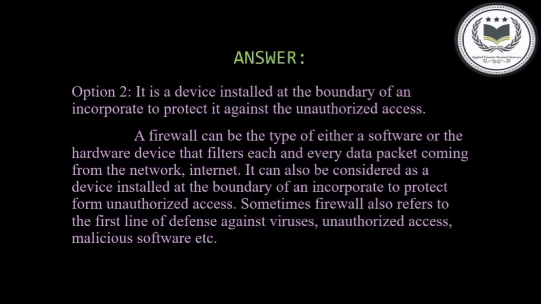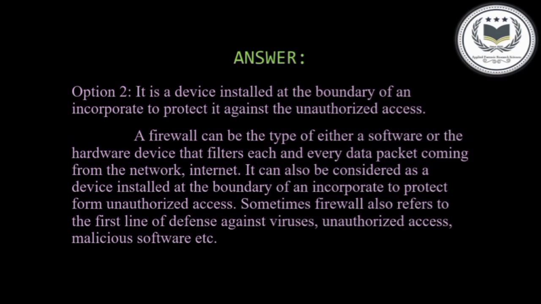And the correct answer is statement number 2, that it is a device installed at the boundary of a corporate to protect it against unauthorized access. Because a firewall is a type of either software or hardware which can be fitted at the boundaries of a corporate to filter the data, each and every packet coming from a network or internet. It is considered a device installed at the boundary of a corporate to prevent unauthorized access.